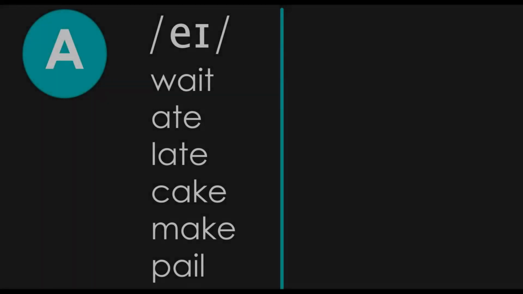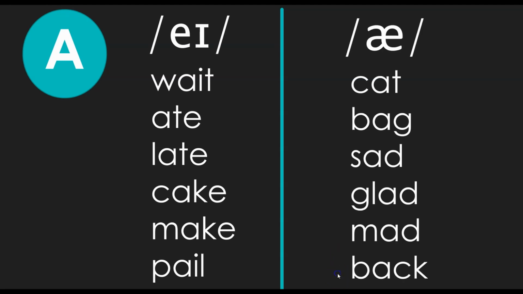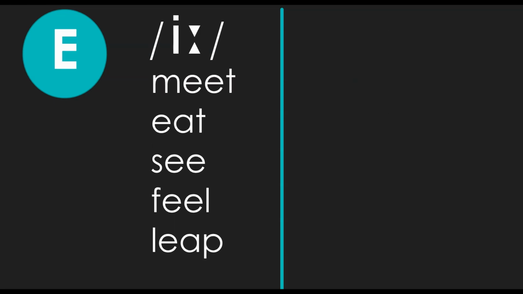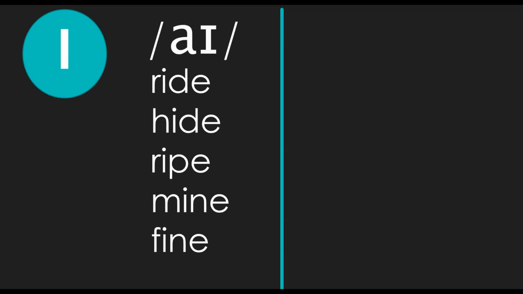All right, let's see. A: wait, ate, late, cake, make, pale. A: cat, bag, sad, glad, mad, back. E: meet, eat, see, feel, leap. E: get, let, met, bed, wreck. I: ride, hide, ripe, mine, fine.